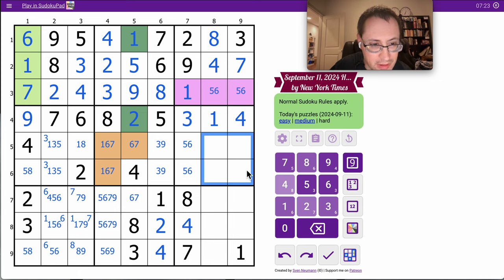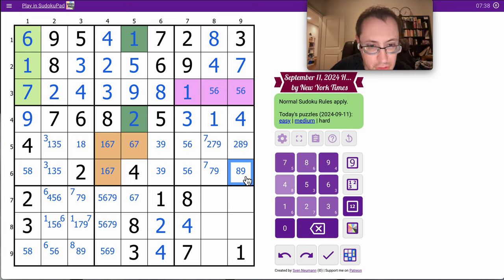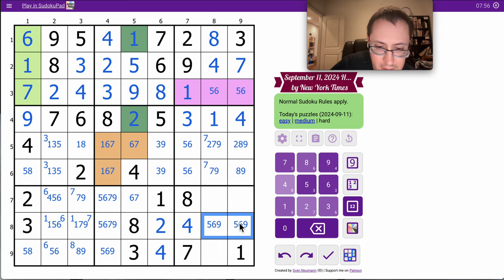Okay, these are 2, 7, 8, 9. 7 is one of those two. These are 2, 8, 9, but that's not 2. Okay, 1, 4, 7, 8. These can't be 1, 2, 3, 4, 7, 8. They are strictly from 5, 6, and 9. These two also cannot be 1, 4, 7, 8. They are from 2, 3, 5, 6, 9.